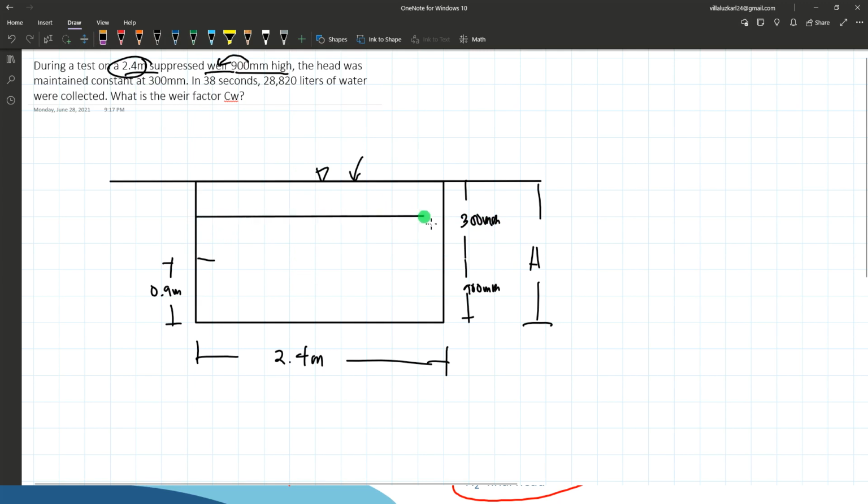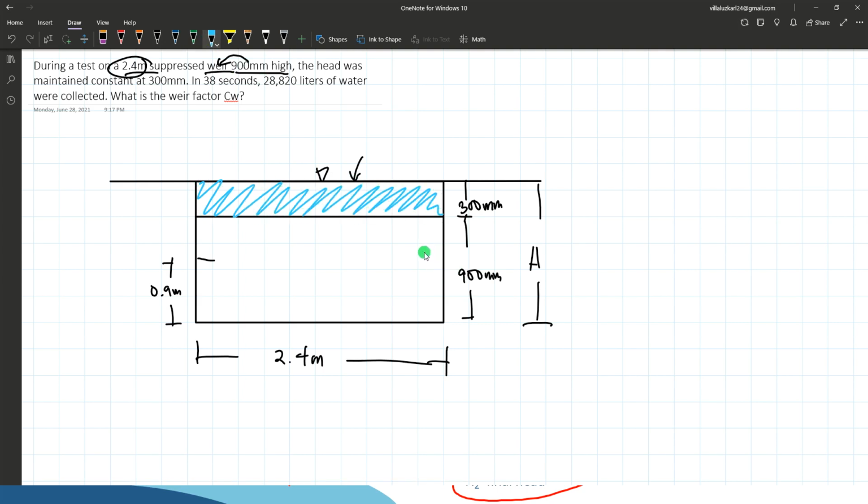Say this is your weir, and we have a height of 900 mm and a constant head of 300 mm. That means this is just the opening of the channel where the water is flowing. It is being suppressed by this weir right here. So let's solve now the required here, which is the weir factor.